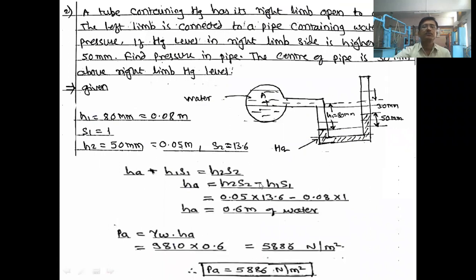Write down this problem. A tube containing mercury has its right limb open to the atmosphere.